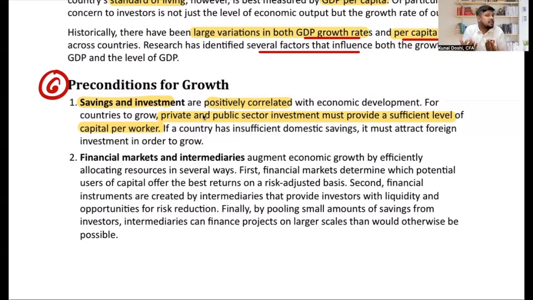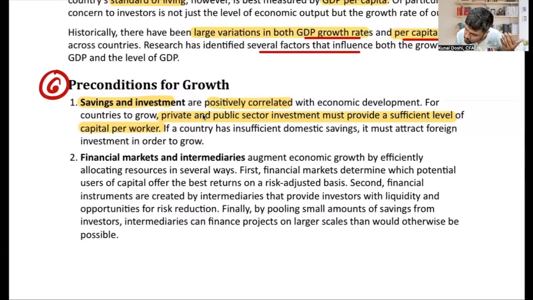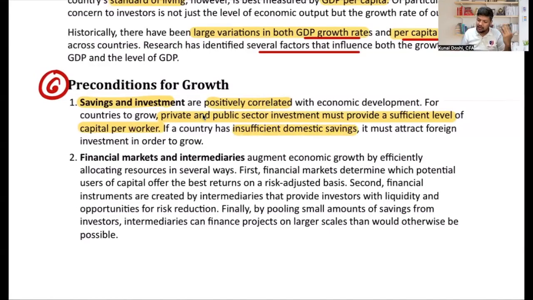Those countries which do not have enough capital, of course, they have to open their doors for foreign capital. So they have to let foreign capital come in. Those who have insufficient savings, correct? So that is all about savings and investments, how they affect the economic growth rate in a positive way.